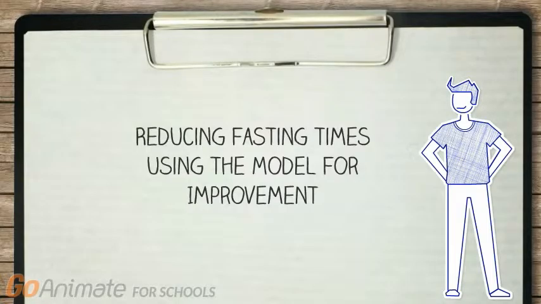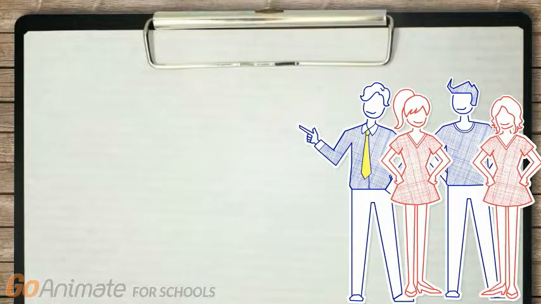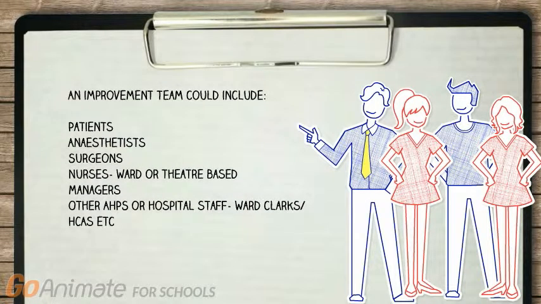Hello. This short animation is going to demonstrate the use of the model for improvement in a QI project. The specific subject here is fasting times before elective surgery, but the model can be applied to almost anything. Like most other projects, ours started by gathering a project team, including all members of the multidisciplinary team, including patients too.